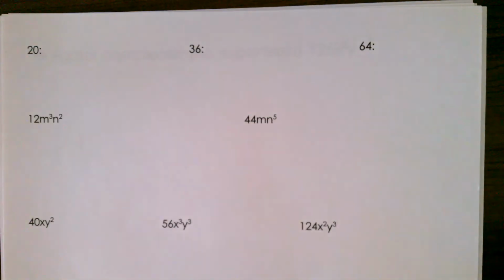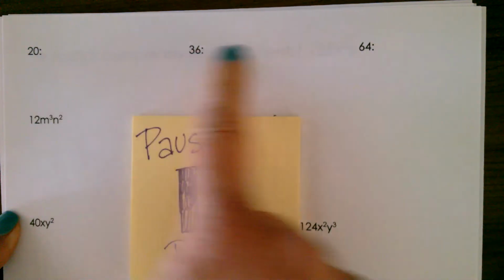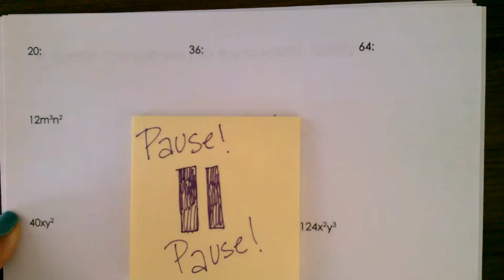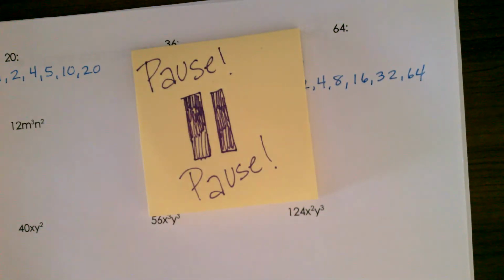Now, I would like you to pause the video. Take a moment and find the greatest common factor among these 3 digits, 20, 36, and 64. Please pause the video. Thank you for pausing the video.